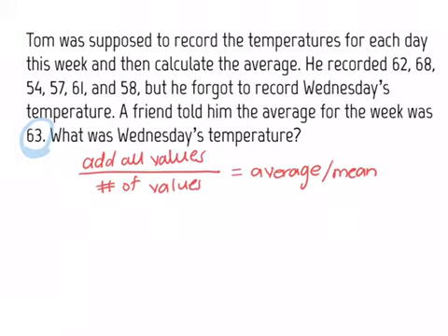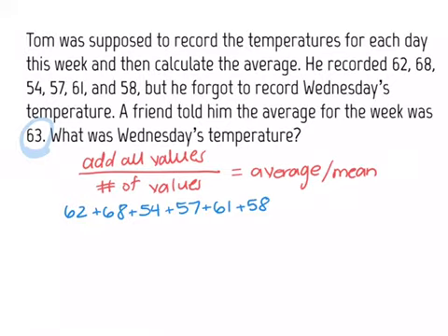So when we say that we want to add up all of the values, for us, the values are the temperatures that were recorded throughout the week. So we can see that he recorded 62, 68, 54, 57, 61, and 58. So if you count these, you're going to see that there's only 6 of them. And we know that there are 7 days in a week. And the reason we only have 6 of them is that in the wording of the problem, we're told that he forgot to record Wednesday's temperature.